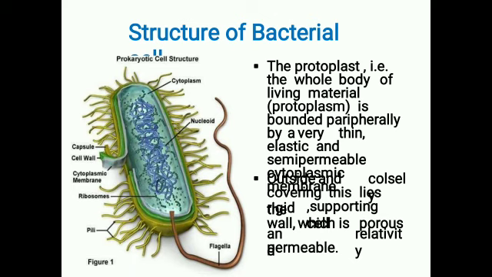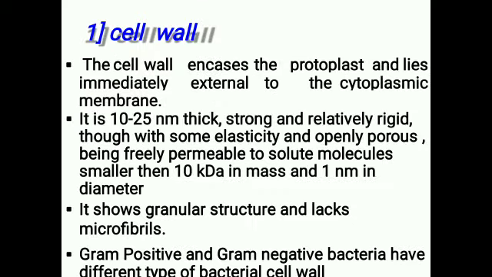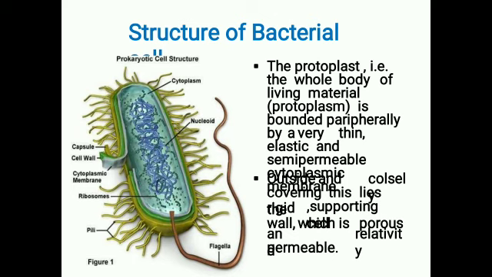Next, the most important part: what is the structure of the bacterial cell? The first part is the protoplast, that is the whole body of living material, called the protoplasm, which is bounded by a thin, elastic and semi-permeable cytoplasmic membrane. This is all the protoplastic material which is present inside the bacterial cell.